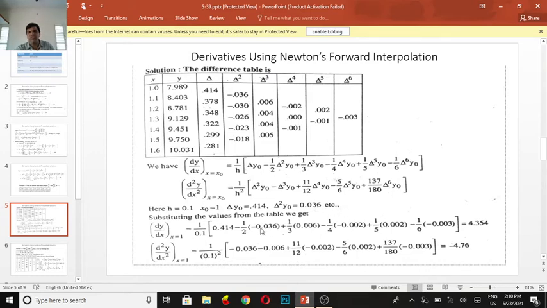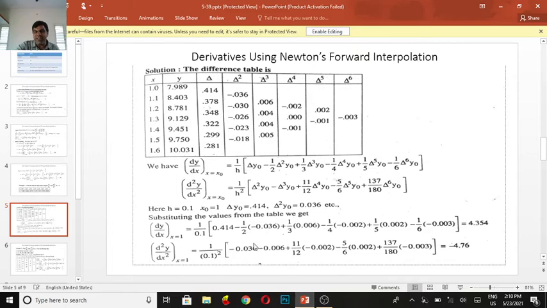Now substituting, 1 by h is 0.1, times delta y naught, the first derivative, minus 1 by 2 del square y naught, which is 0.036, plus 1 by 3 del cube y naught, which is 0.006, minus 1 by 4 del raised to 4 y naught, which is 0.002, plus 1 by 5 again, this is 0.002, minus 1 by 6. I'm substituting using the scientific calculator. We get the value 4.354. This is the first derivative.